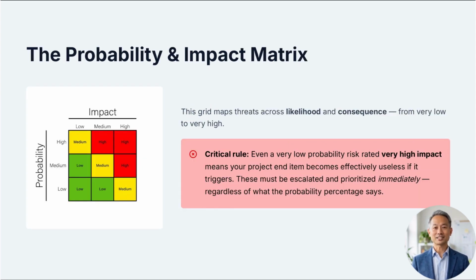To keep your assessment process robust and objective, you should utilize a tool called the Probability and Impact Matrix to map out your threats. This is a data representation grid that defines different levels of likelihood and consequence, typically ranging from very low to very high. Even if a risk has a very low probability, if the impact is rated as very high, it means your project end item becomes effectively useless if it triggers. These catastrophic outliers must be escalated and prioritized immediately, regardless of what the probability percentage claims on your spreadsheet.